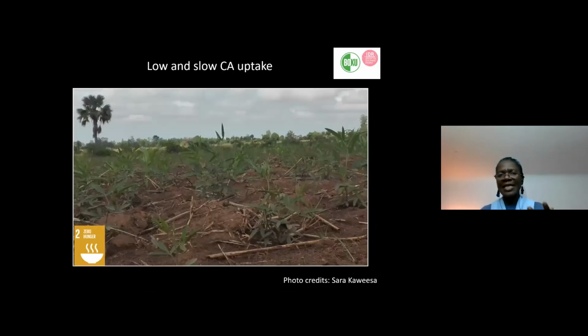So the study has to do with understanding the reasons, the conditions for this low and slow uptake of conservation agriculture. If we are to contribute to SDG 2, fighting hunger, reducing it to 0, perhaps we have to understand why farmers are not taking up CA, which has a very high potential of increasing yields.